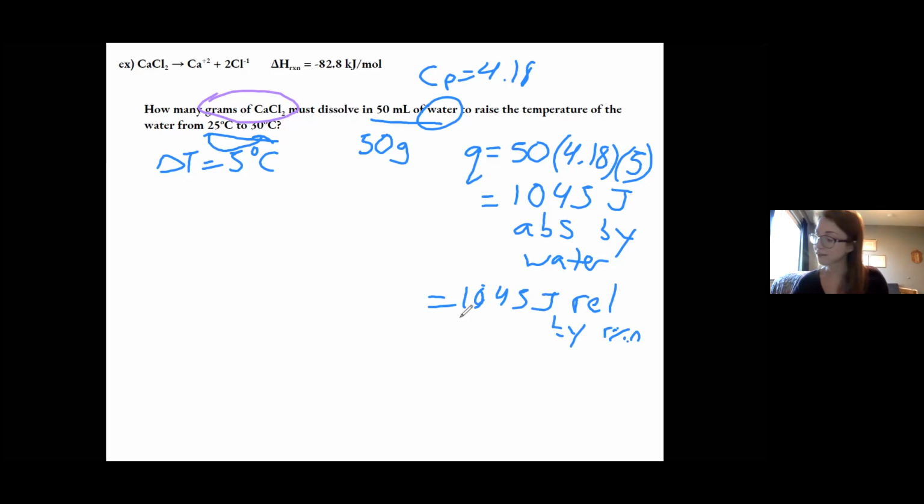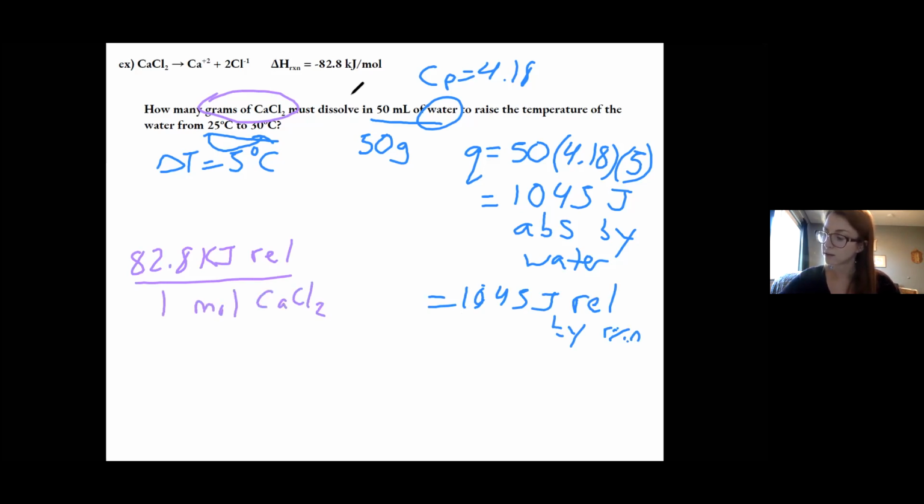Now we have enough information. It's going to feel different, but we have enough information where we could go and do that proportion because I know other things about this reaction, the calcium chloride dissolving. I know that 82.8 kilojoules would be released if I dissolved 1 mole of calcium chloride, right? The heat of reaction, the coefficient of the calcium chloride. And hey, my logic holds up here too. We said the reaction should be releasing heat because the water was absorbing it, but also the heat of reaction is negative, so the reaction should be releasing heat.